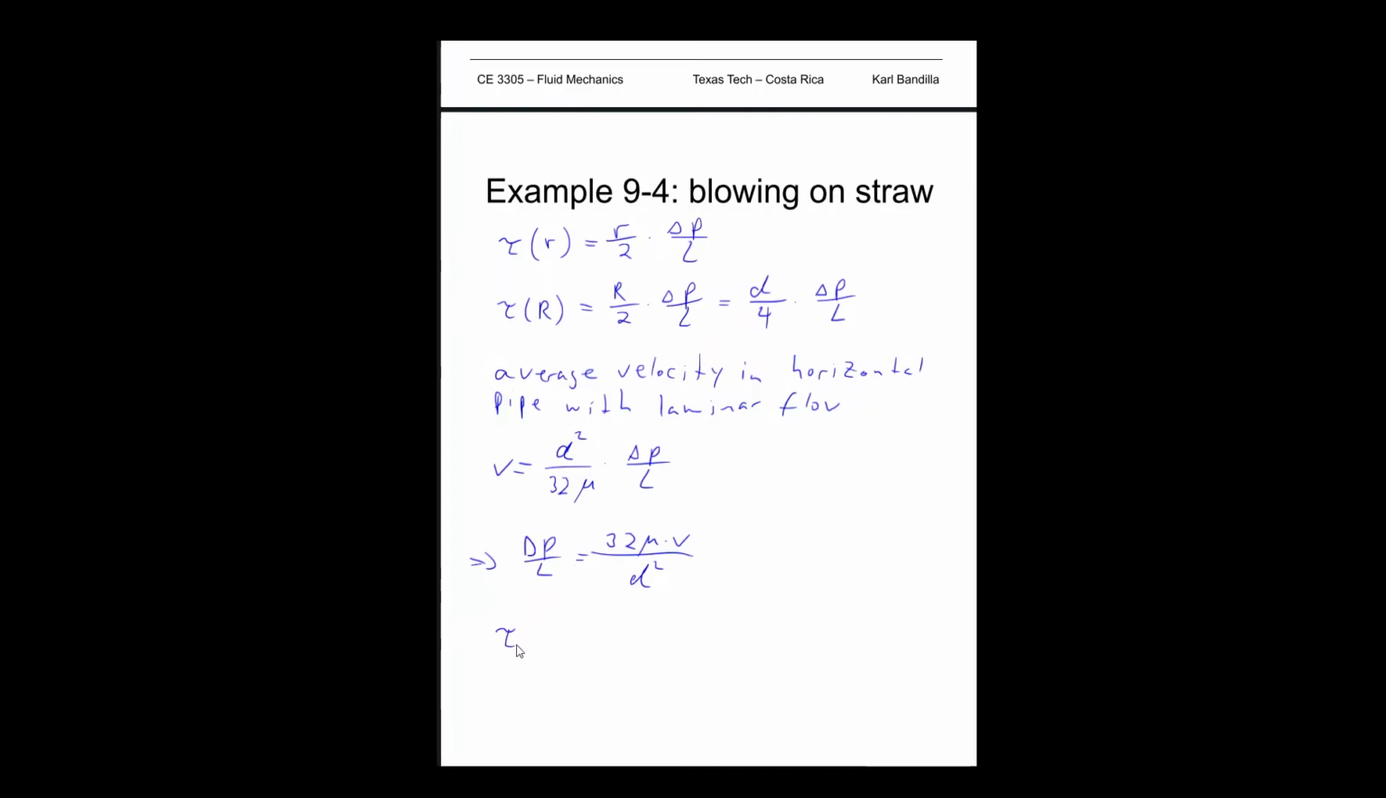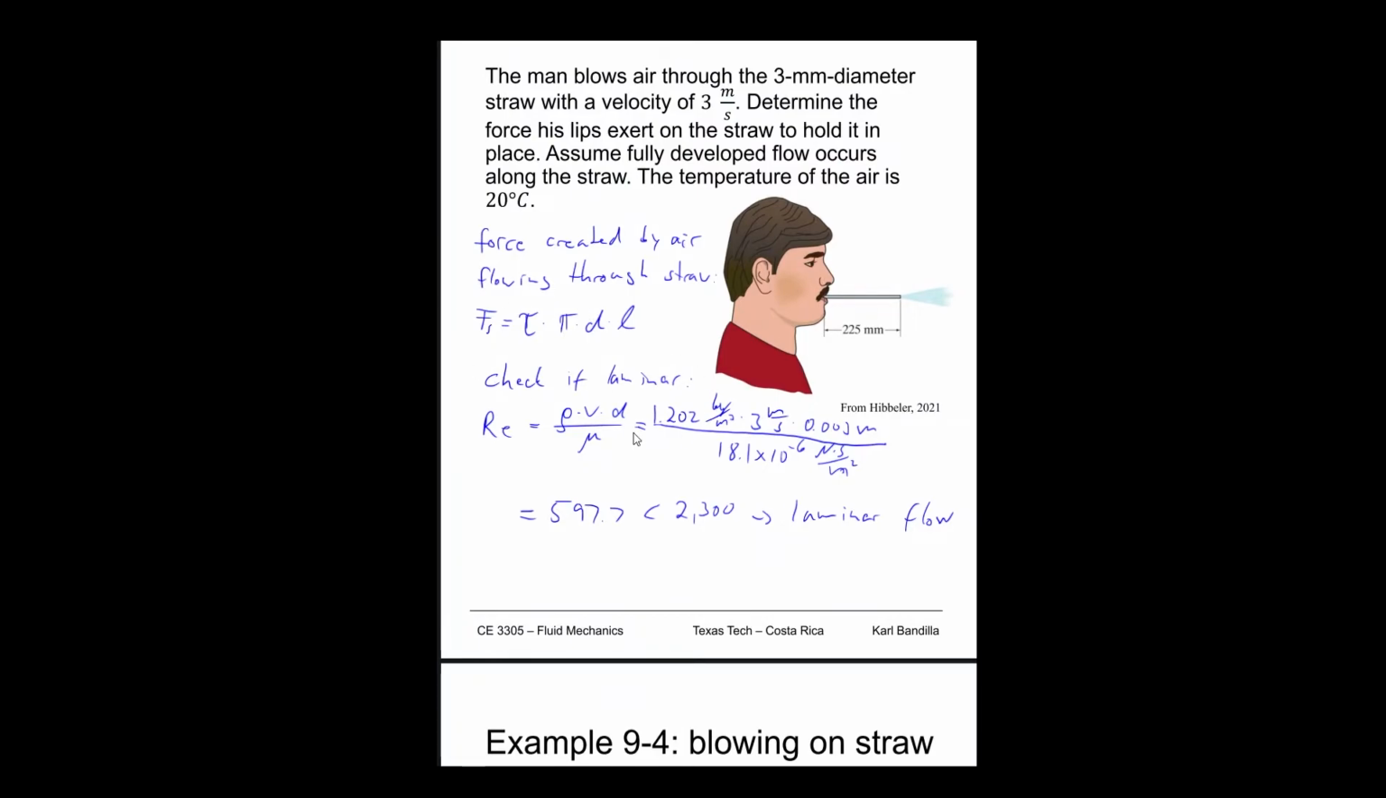So we can take that and plug that into our tau equation. We had tau equal to d over 4 times delta P over L. We just found what delta P over L is, so we'd have d over 4 times 32 mu times V over d squared. And so we get some simplifications here. 32 divided by 4 is 8, and the d cancels down there. So we have tau equal to 8 times mu times V divided by d.